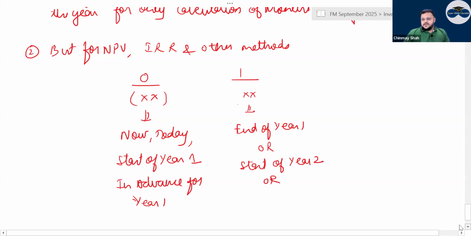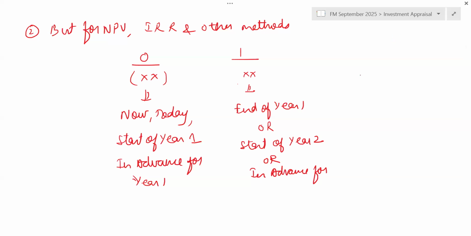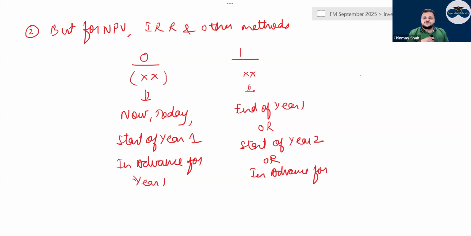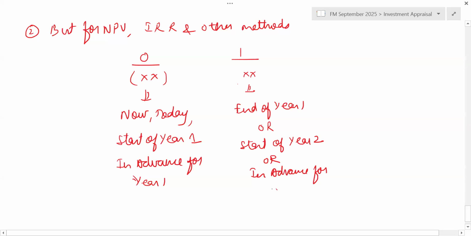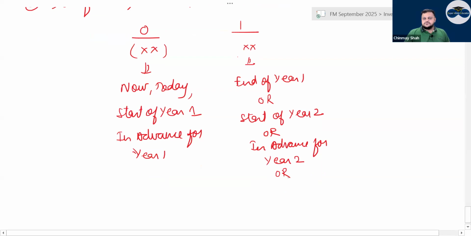Or can I say in advance for year 2? If I say that please pay cash flow for year 2, 10,000 in advance, means what? End of year 1 or end of year 2? End of year 1. What do you say, Pranav? End of year 1, correct. In advance for year 2. Correct. And last, in arrears. In arrears for year 2.